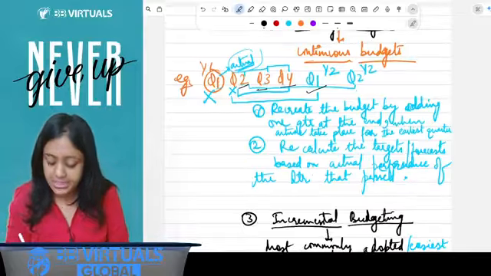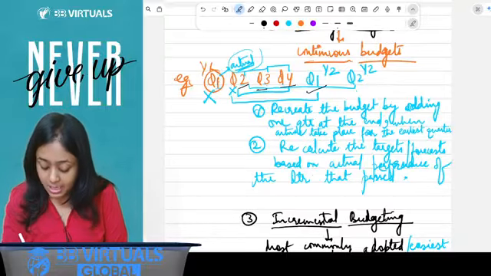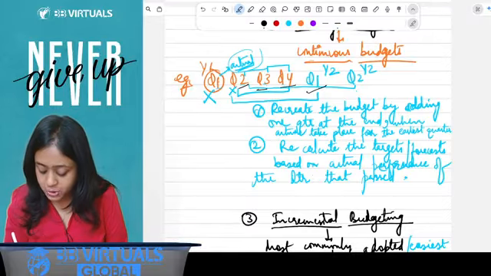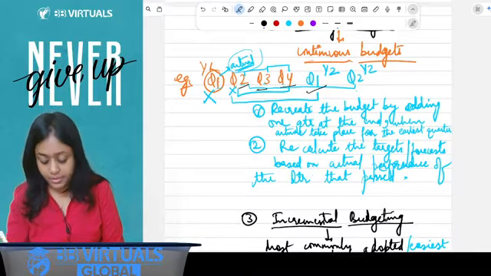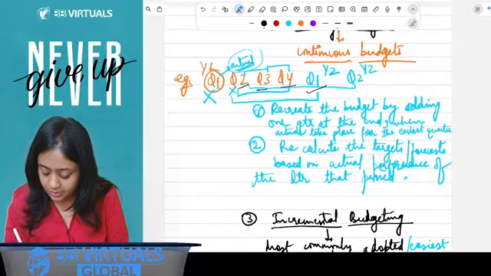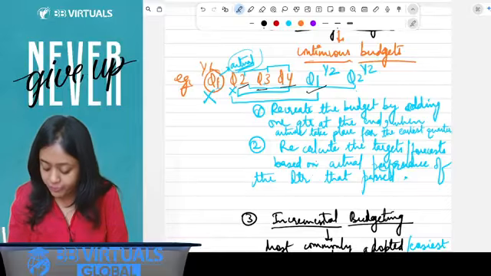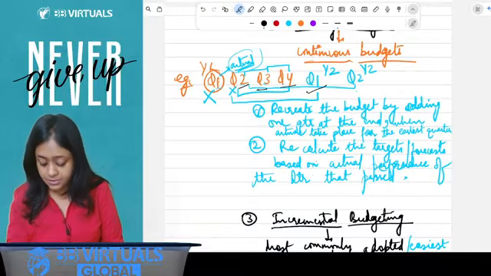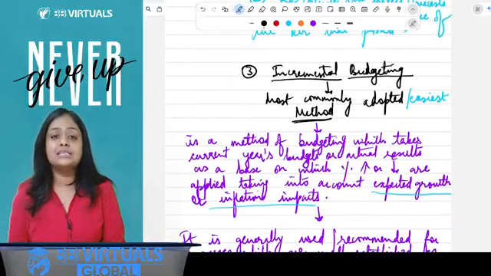So now here I have given the steps in summary. Recreate the budget by adding 1 quarter at the end when the actual takes place for the earliest quarter. Recalculate the target or the forecast based on the actual performance of the quarter that just got completed. Next is incremental budgeting.